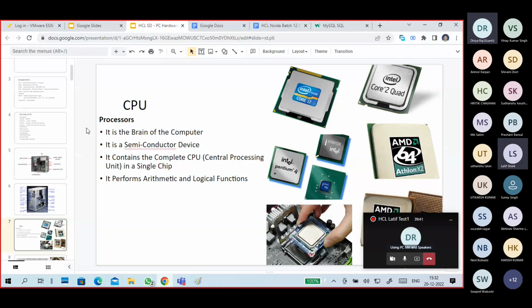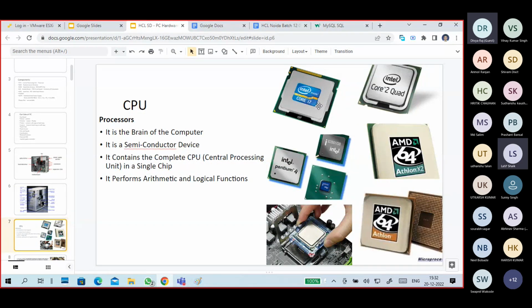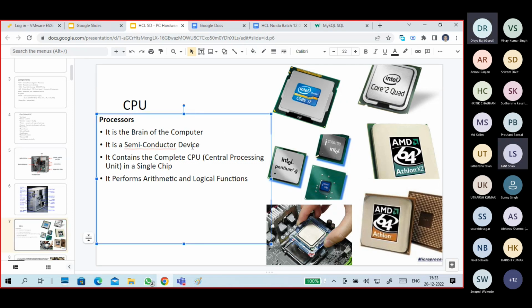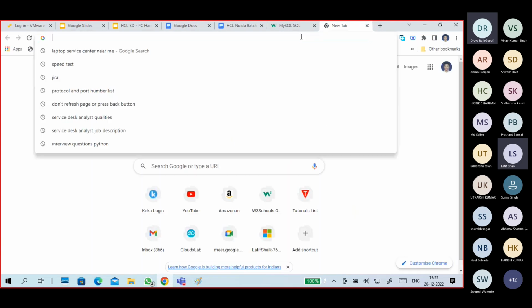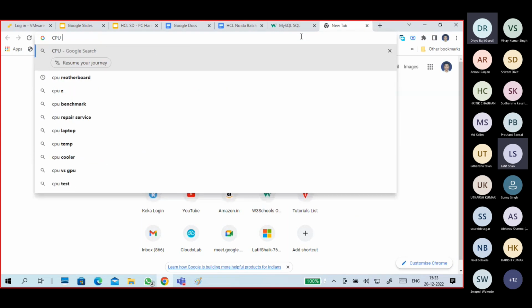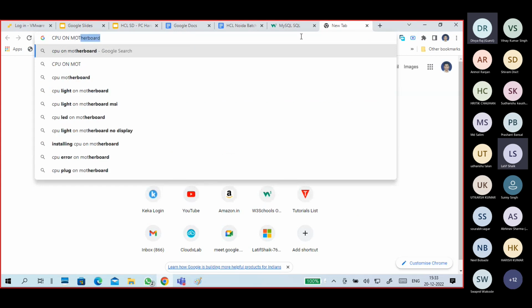That is enough about the battery. So guys, this is the CPU. This is how CPUs look. It's a small chip. The CPU can be inserted directly into your motherboard like this. The CPU is the brain of the computer. It is a semiconductor device in a single chip. The CPU performs arithmetic and logical functions. CPU on the motherboard.